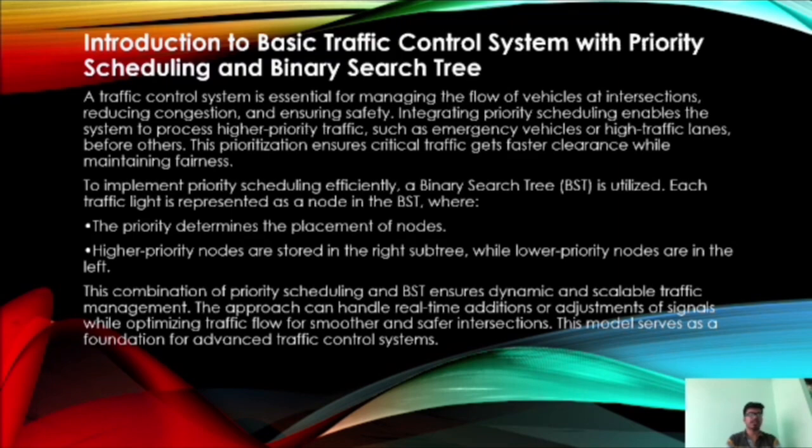To implement priority scheduling efficiently, a binary search tree is utilized. Each traffic light is represented as a node in the BST, where the priority determines the placement of nodes. The higher priority nodes are stored in the right subtree, while the lower priority nodes are stored in the left. This combination of priority scheduling and BST ensures dynamic and scalable traffic management. The approach can handle real-time additions or adjustments of signals while optimizing traffic flow for smoother and safer intersections. This model serves as a foundation for advanced traffic control systems.